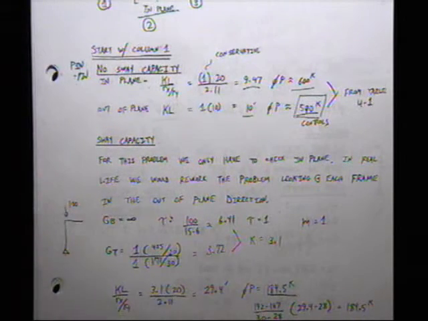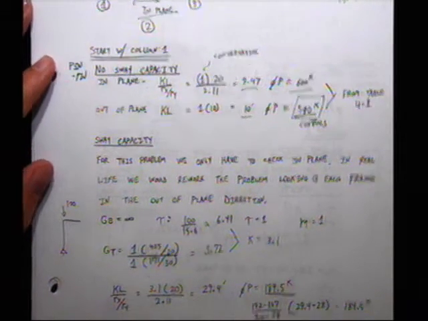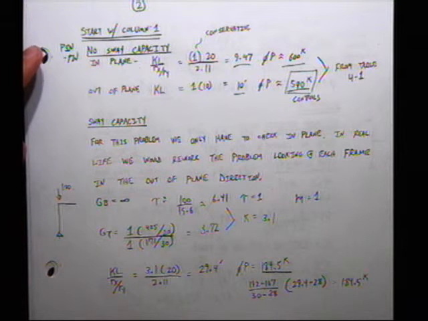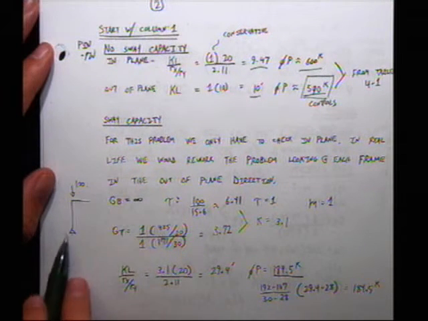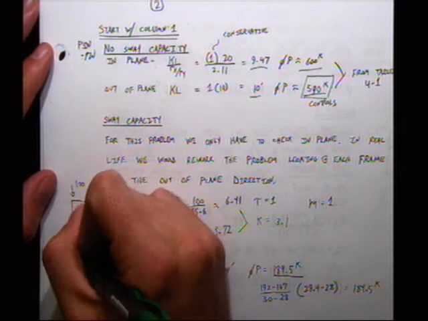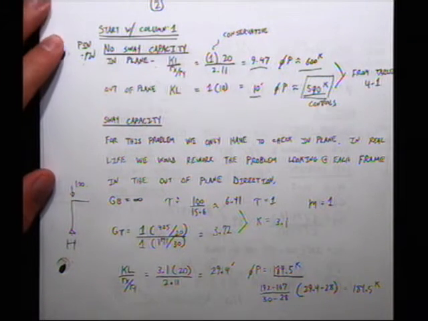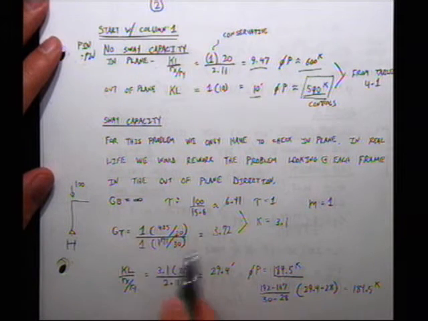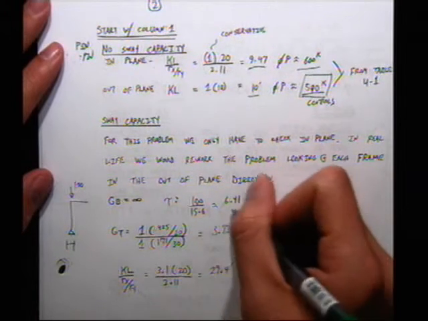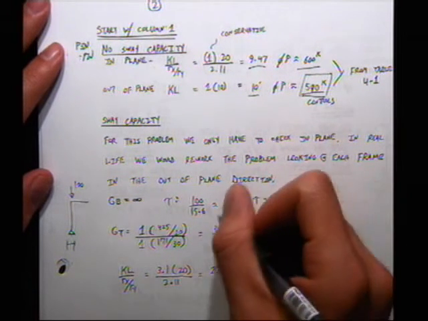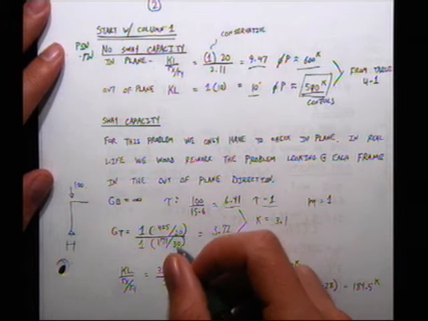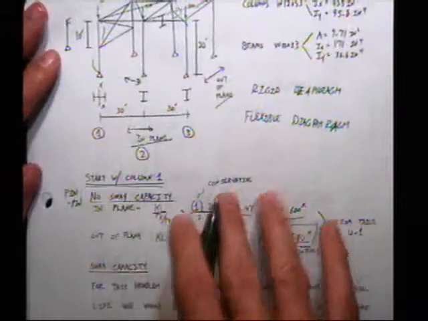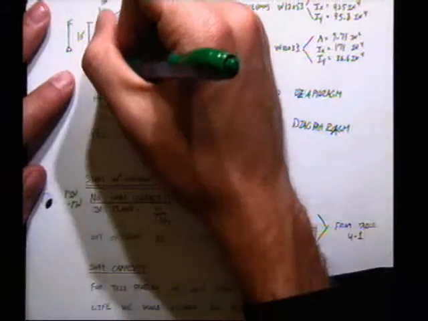Okay. So, for this problem, we only have to check in plane. In real life, we would rework the problem looking at each frame in and out of plane direction. G bottom, so I redrew my little column. The strong axis is oriented like this. G bottom is infinity. My P over A is 6.41. Tau is 1. I plug into this equation. I didn't draw my deflected shape. I need to draw my deflected shape.